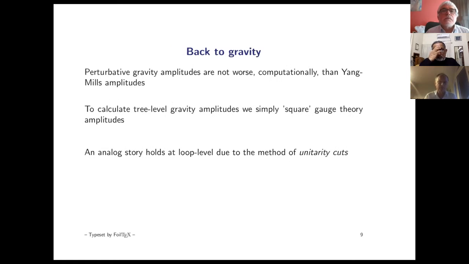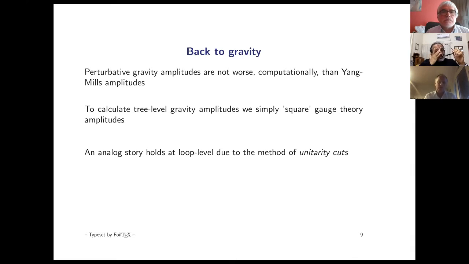So now we've learned that gravity is a square of Yang-Mills amplitudes, and at the same time, in recent years, it has become extremely efficient to calculate Yang-Mills amplitudes at tree level for any number of legs and any helicities you want. And that means that gravity amplitudes, despite being very complicated in the usual perturbative gravity expansion, because of this squaring relation are actually quite simple to calculate. They're just the squares of Yang-Mills amplitudes at tree level.